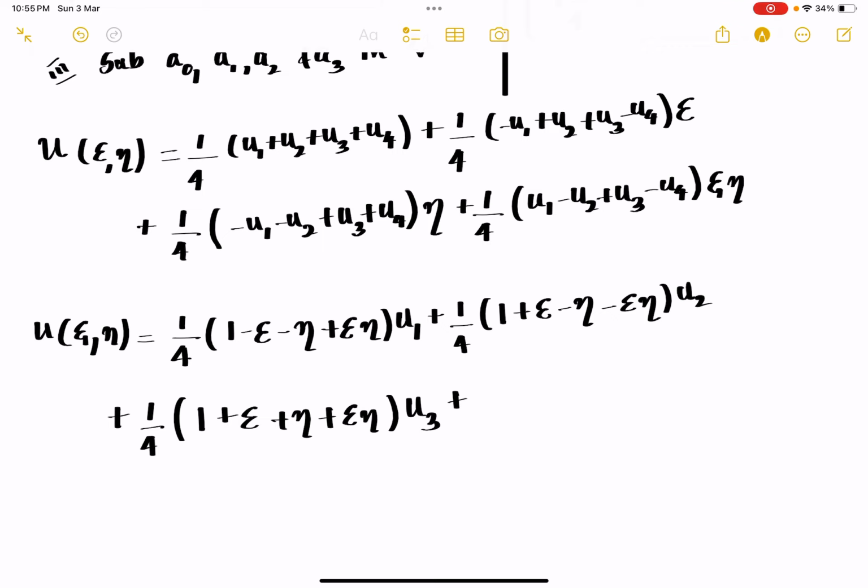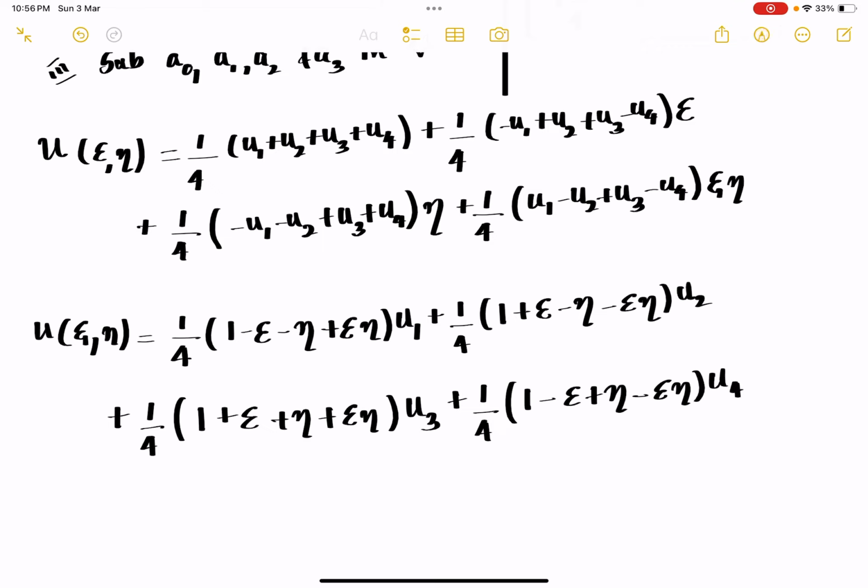Let me bring the coefficients of u4. The coefficients of u4, for the first term, it is 1. For the second term, it is minus epsilon. For this term, it's going to be plus eta. And for this term, it's going to be minus epsilon eta into u4.